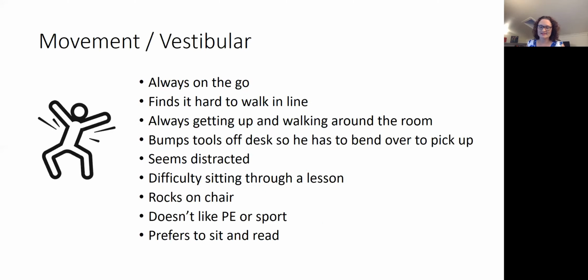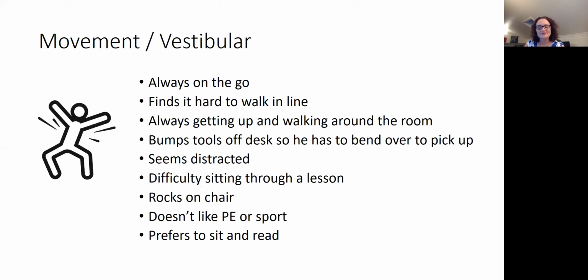So we have the movement sense. So these are the kids who are always on the go. They find it hard to walk together, like in their class lines, because they might want to go too fast, or they might be dawdling behind. These kids are always getting up and walking around the room because they need to have that movement input to be able to feed their nervous system.